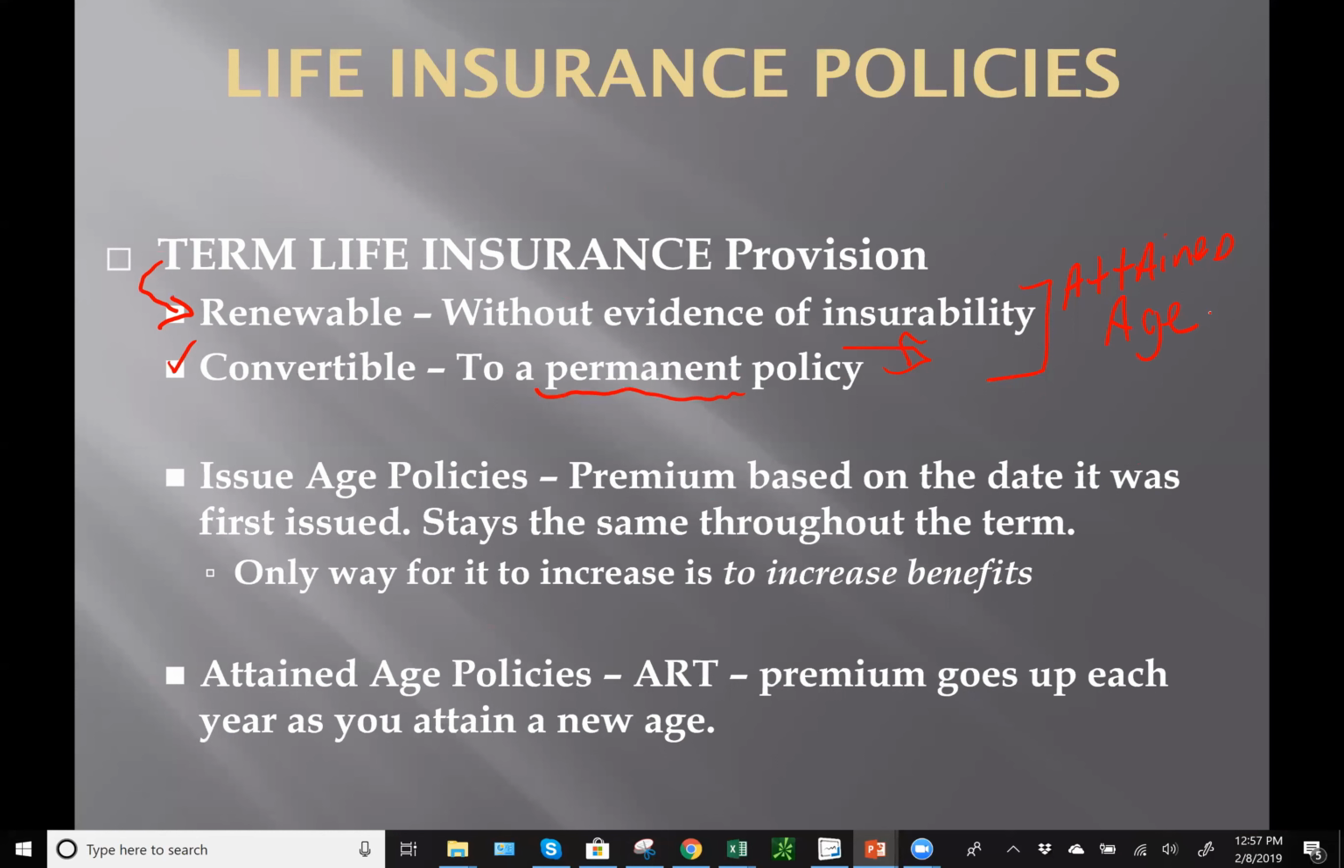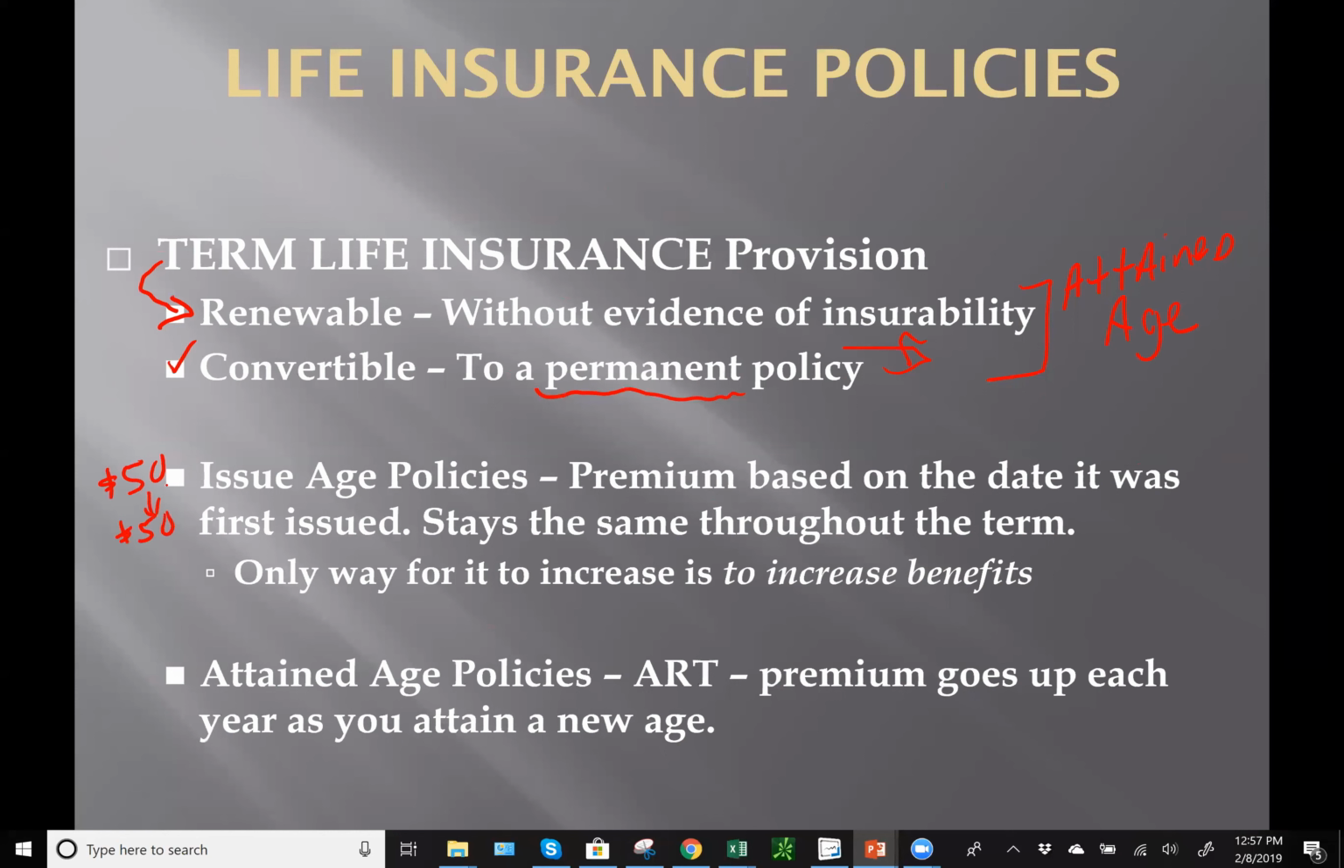So let's talk about the difference between attained age, because there's also an issue age policy. Let's talk about issue age. On an issue age policy, the premiums are based on the date the policy was first issued, and they do not change throughout the term. Okay, so it's a level premium throughout the term. So let's say it starts at $50 a month and it ends at $50 a month.